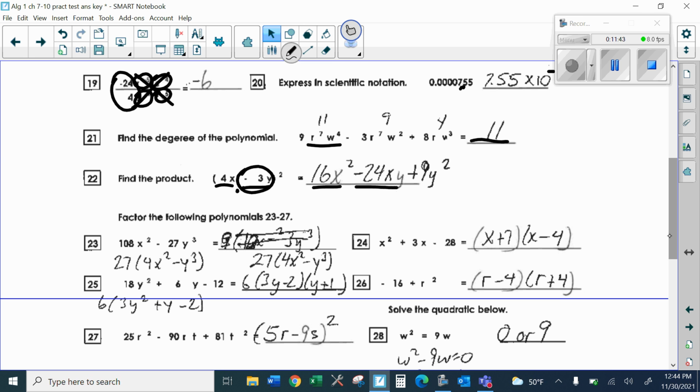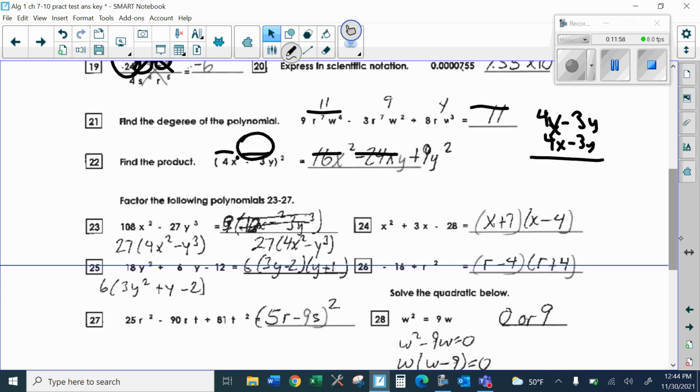If you don't memorize the shortcut, then you just work it out. Vertical method, 4x minus 3y times 4x minus 3y like we did above, and multiply that and you get that answer. All right, 23 through 27, we are factoring.